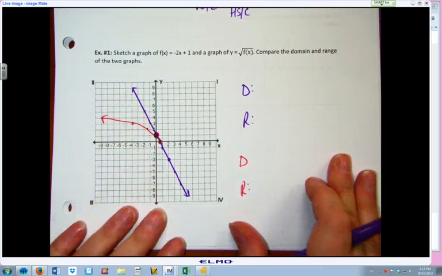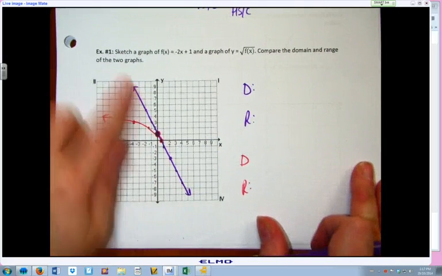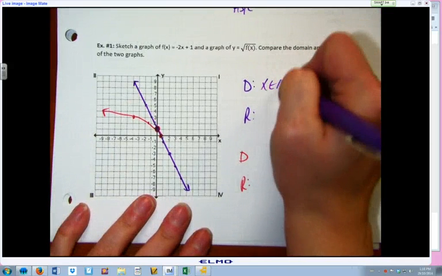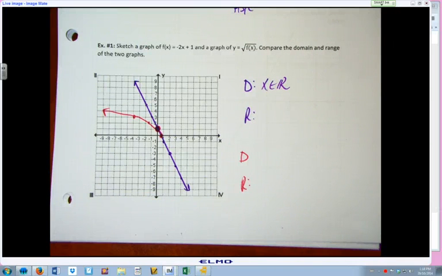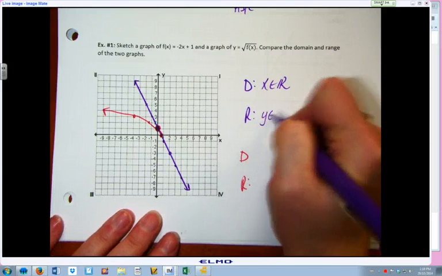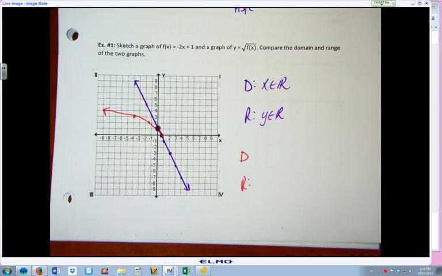It's always easy when it's a linear function. What's the domain of any linear function? X in the reals, or negative infinity to infinity. What's the range of any linear function? Or y in the reals, or negative infinity to infinity. So they want us just to compare what's going to happen. Are these going to change because we did the square root? Are they going to stay the same? What's going to happen? So domain, look to the left, look to the right. What's the lowest value? What's the highest value?